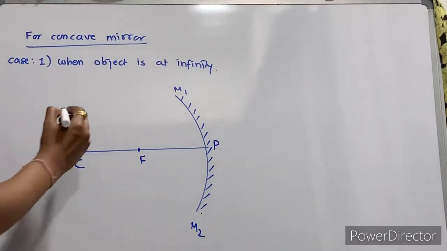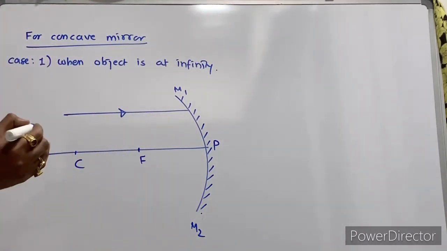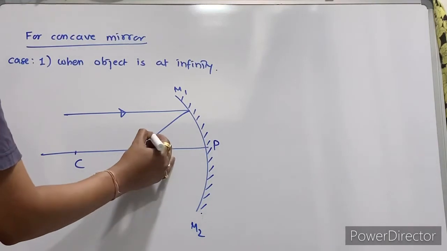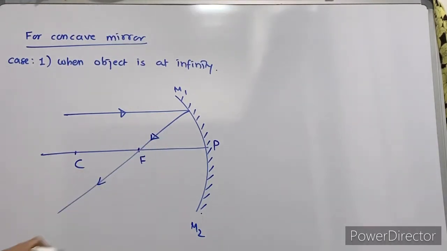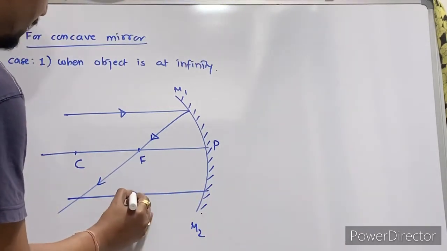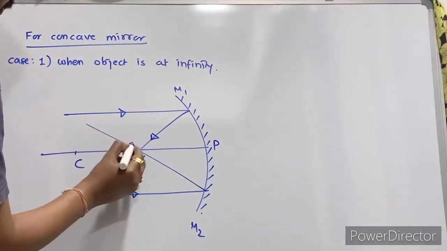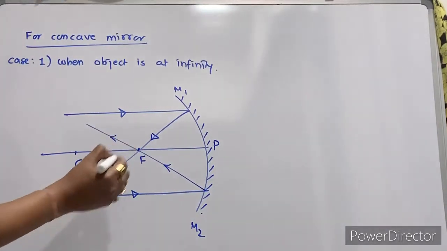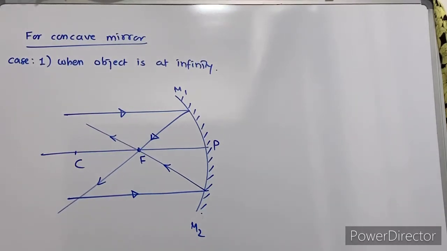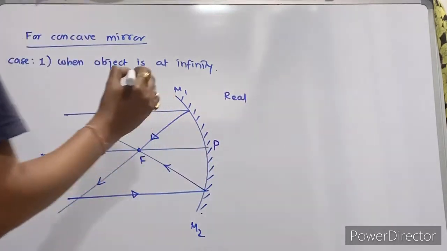Any ray which is coming parallel to the principal axis, because the object is at infinity, after reflection, it will pass through focus. This is the first incident ray getting reflected. Here will be the second incident ray. Light is coming parallel to the principal axis. After this, it will pass through this. This is the image formed. Here will be the image formed, right? So the image formed has the characteristic of being real, because of actual intersection.